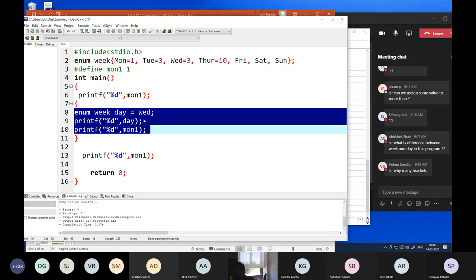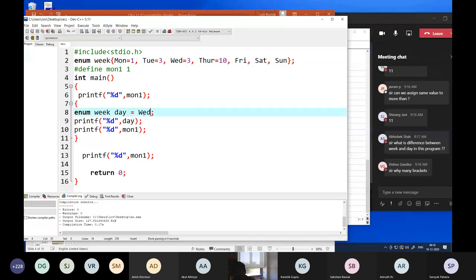So this is the same as your data type. For example, here you have created one day data type. The life of this day data type will only be inside these braces. After the braces, if you write day, it will not work. I am giving you the idea about local and global that we already discussed in the previous class.